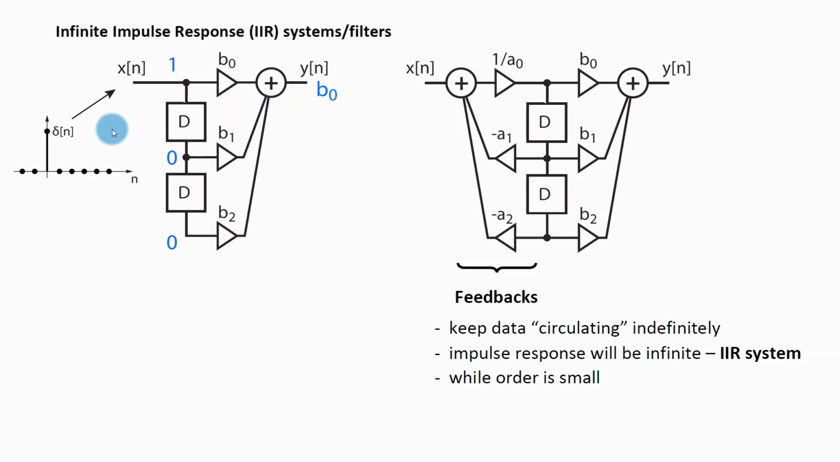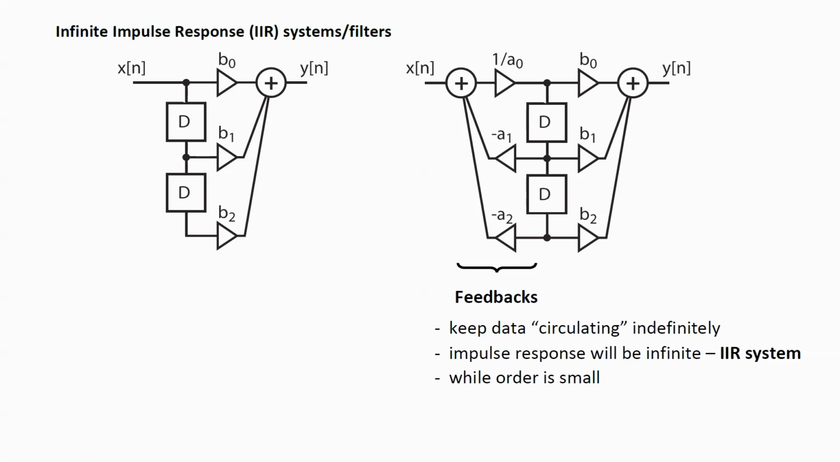At time 0, number 1 comes here and the output is B0. Then on the next clock cycle, the number 1 comes here and the output is B1. And on the next clock cycle, the number 1 moves here and the output is B2. On the next clock cycle, that number 1 is simply forgotten, this delay line is full of zeros and the output is 0 again. So our impulse response is just 3 samples.